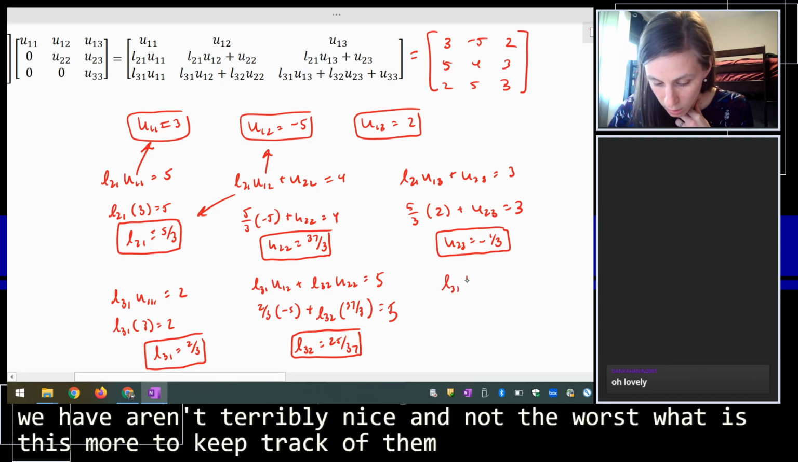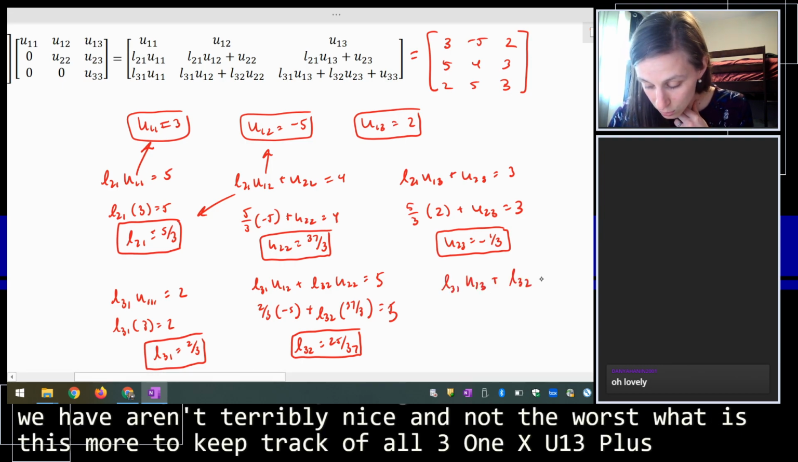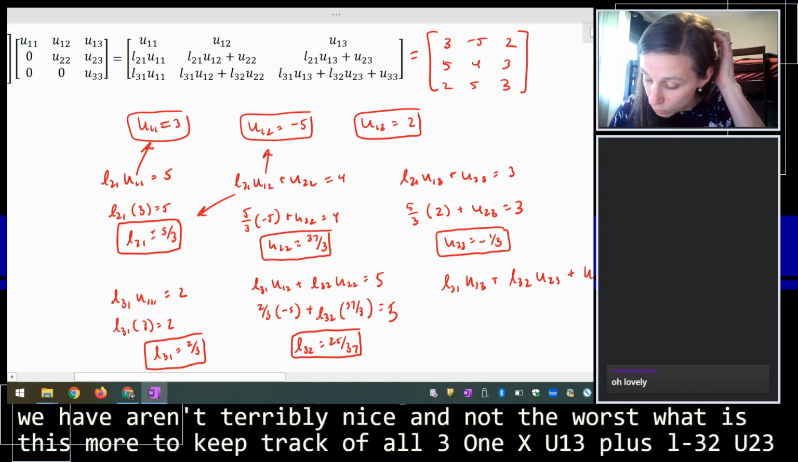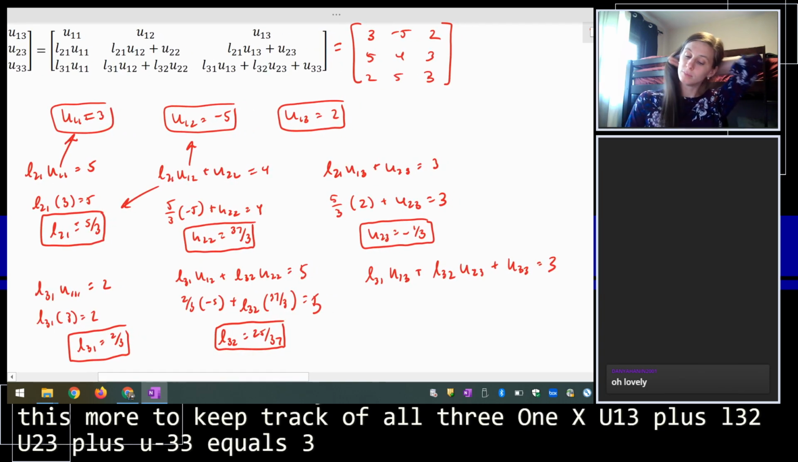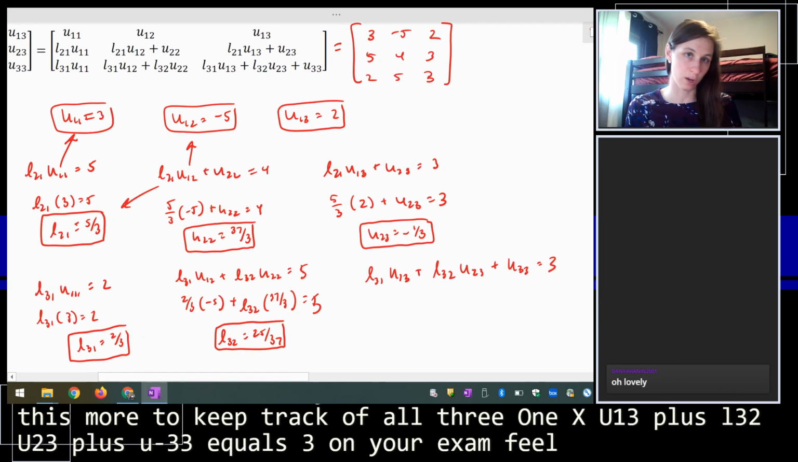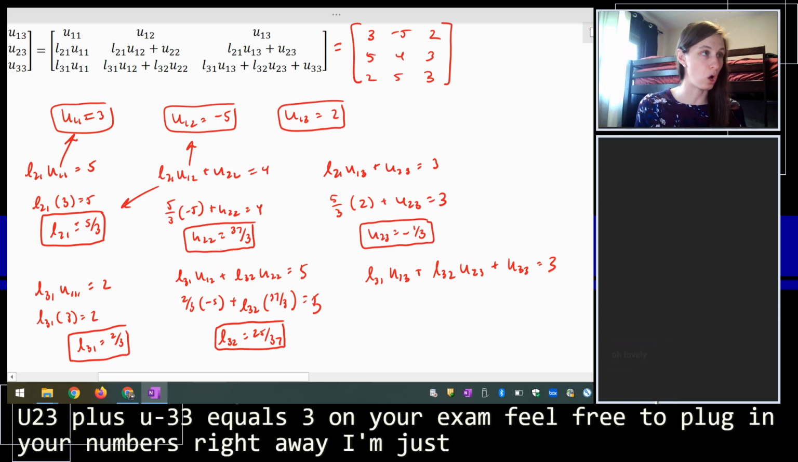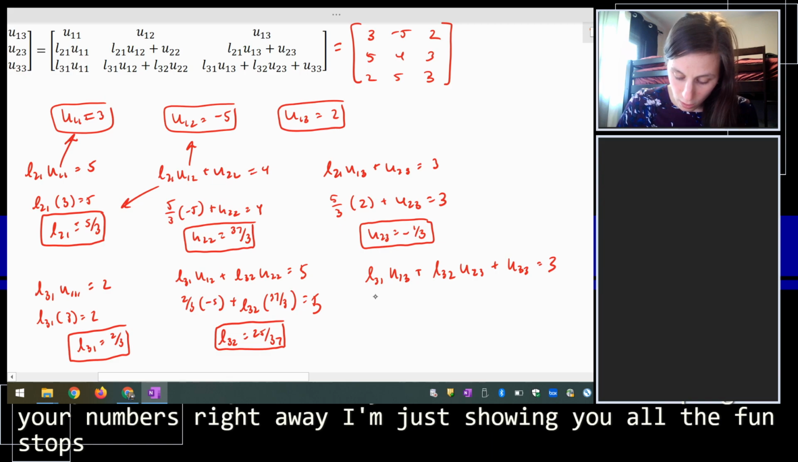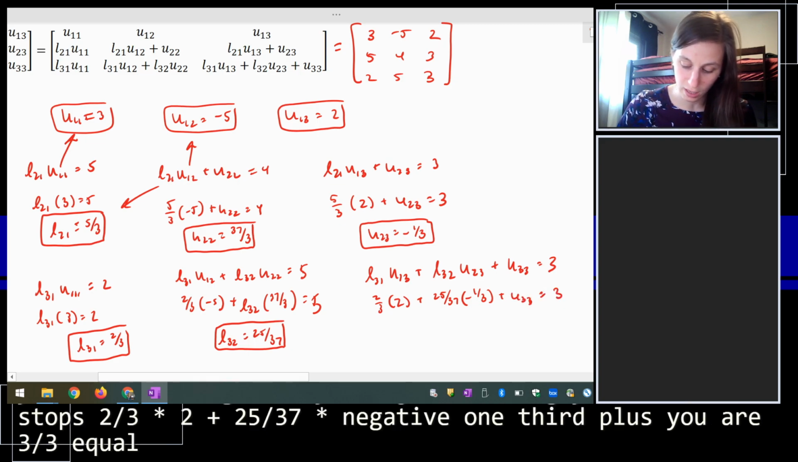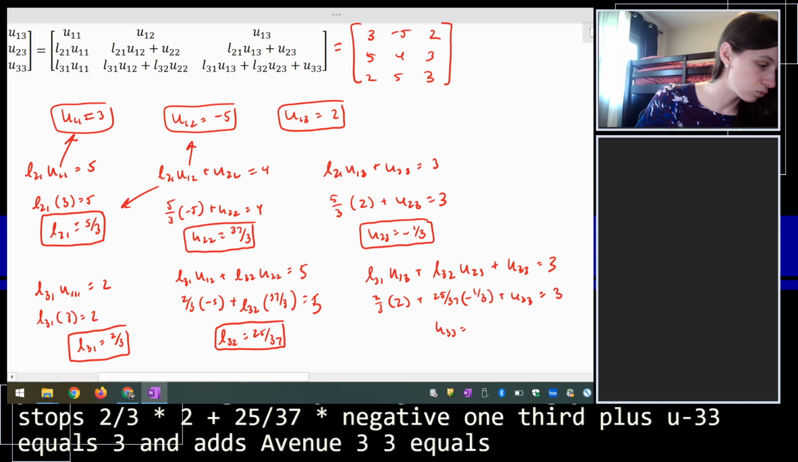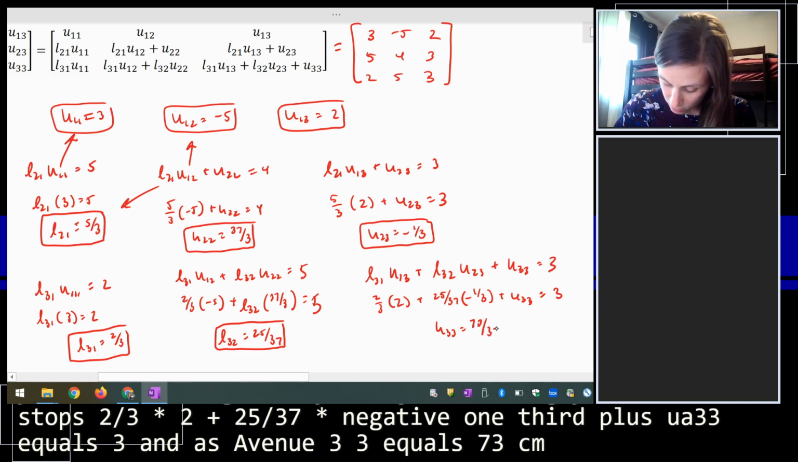They're not the worst, but it's just more to keep track of. And my last one, L31 times U13 plus L32 U23 plus U33 equals 3. On your exam, feel free to plug in your numbers right away. I'm just showing you all the fun steps. 2/3 times 2 plus 25/37 times -1/3 plus U33 equals 3. And it ends up that U33 equals 70/37.